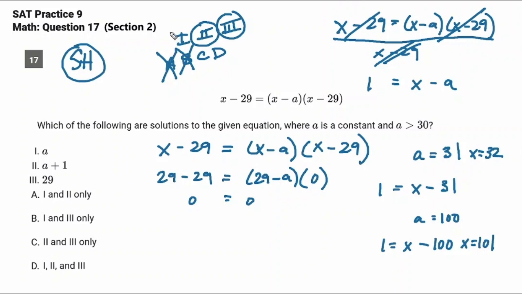Okay, well, now we got to think about Roman numeral 1. And really, you're pretty much done here, because the solution, if you make A a constant bigger than 30, if you make it 31 or 100, it's always going to be A plus 1. X is never going to be the same as A. You can't make it the same as A, so you just say, man, it's got to be C.